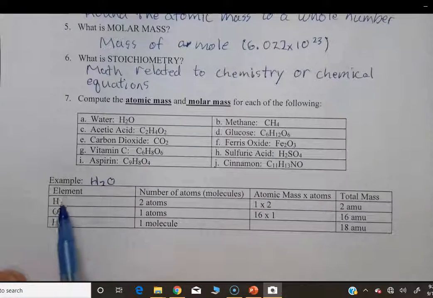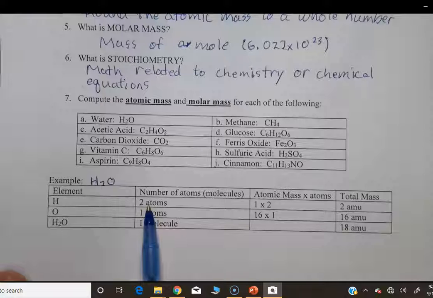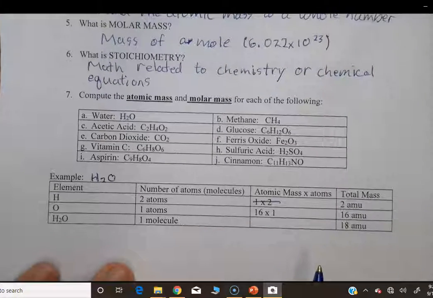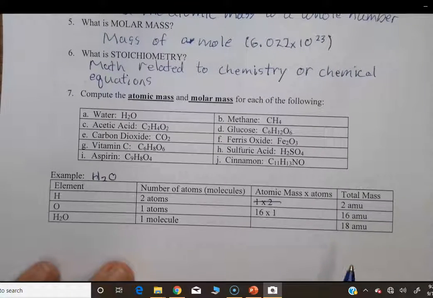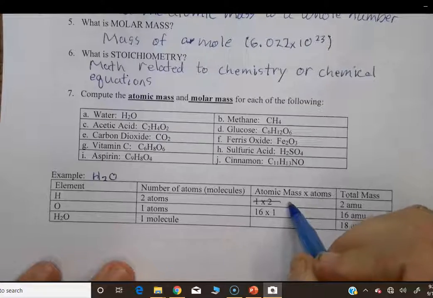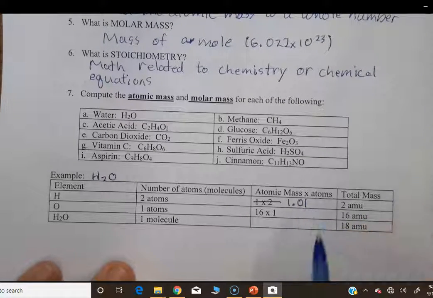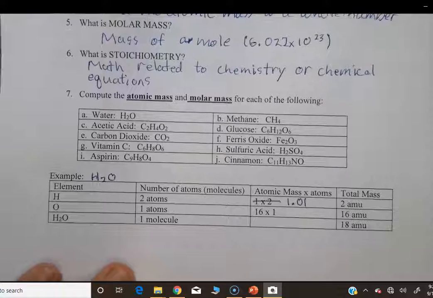So if we take the element hydrogen, we have 2 atoms of hydrogen. And I rounded this once upon a time, but I don't want you to do that. So I'm doing this to show you the change I want you to make on your sheet. So the mass of hydrogen is not 1, it's 1.01, if you look at your periodic table. So we'll go to 2 places after the decimal, which is what your periodic table does. You should have a periodic table in front of you, preferably the one you got in class, but you don't have to use that one.